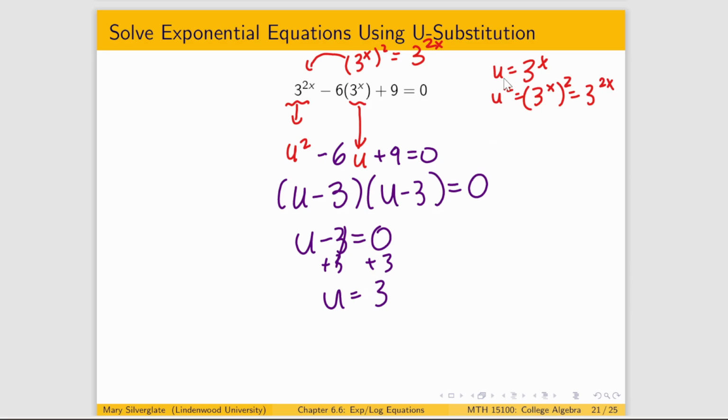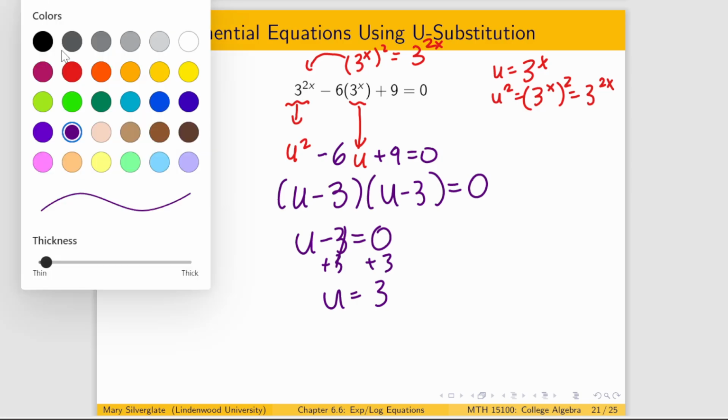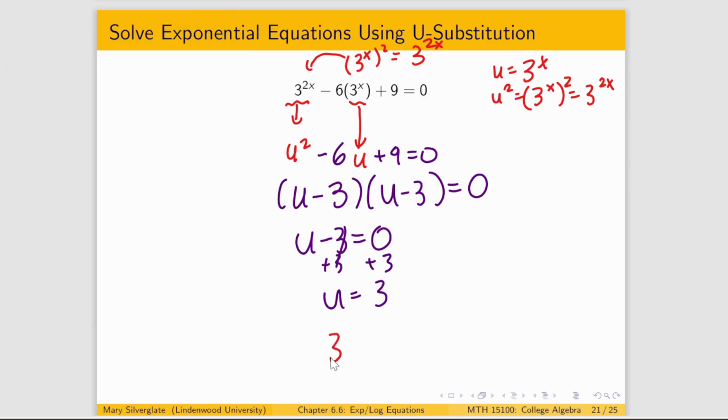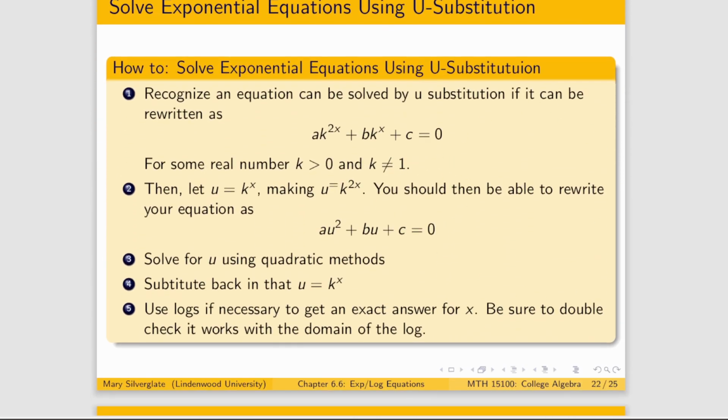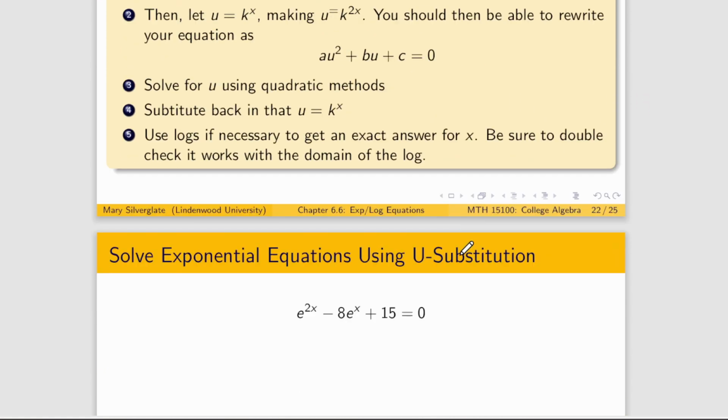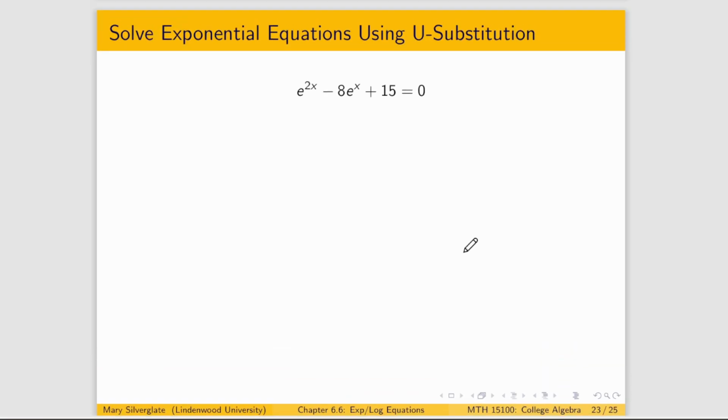But u actually meant something. It meant 3 to the x. So I actually want to plug in that u is 3 to the x, and I've set that equal to 3. And 3 is the same thing as 3 to the what power? First power. So that means x has to be equal to 1. And that's exactly what this is saying in just more words. If you notice this pattern, then you are a candidate for using U substitution.